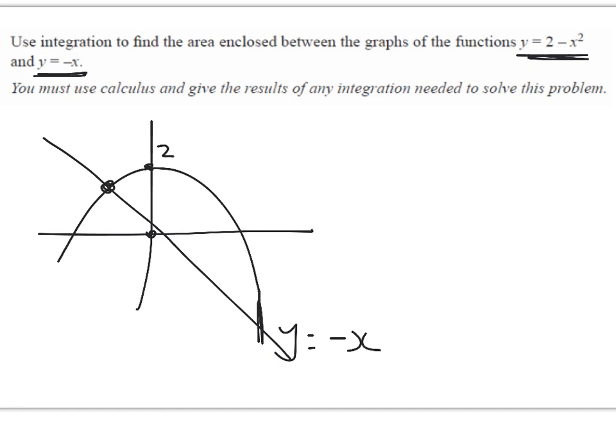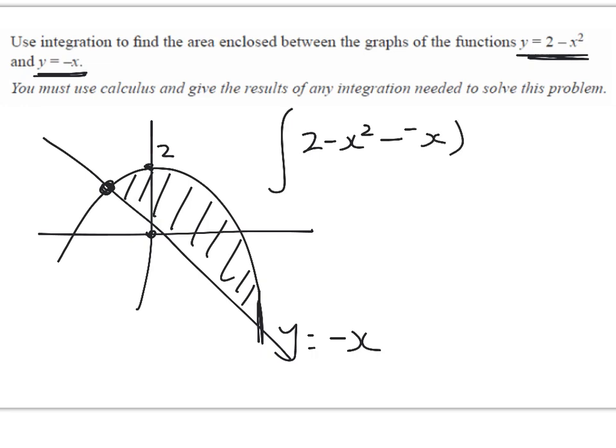So what do I have to figure out? Well, I know that I want to find this shaded area here. So it's going to be the top curve, 2 minus x squared, minus negative x. That's what I'm going to be integrating. But I need to know these meeting points here. So I've got to find my limits of integration. So to do that, I've got to figure out where the two lines meet. So we're going to solve this.